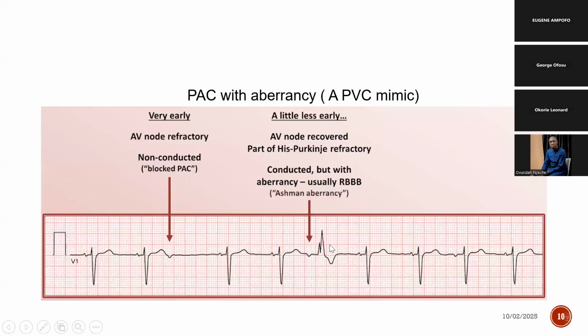Okay, thank you. So what made this PAC with aberrancy is the fact that it has a preceding P wave, which is an abnormal P wave. And then the QRS complex is usually of right bundle branch morphology. So this is a PAC with aberrancy, but not a PVC.